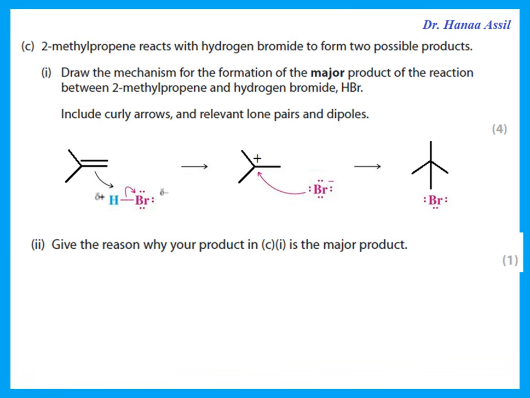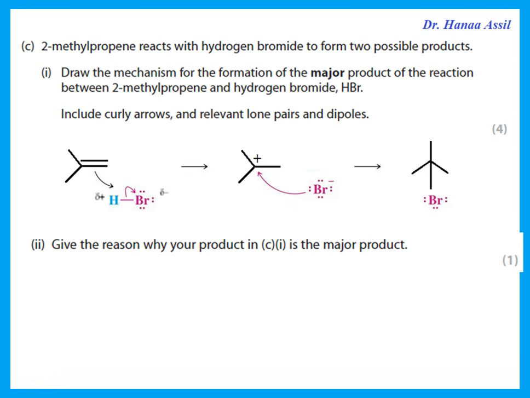The electrons from the double bond are used to make a bond with the hydrogen, and the other carbon will have a positive charge. So we're forming a carbocation. The one with the major product is the one that has the carbocation on the tertiary. So that intermediate is the one that will give the major product because the carbocation is a tertiary carbocation. Now the Br minus will attack that carbocation and give the product.